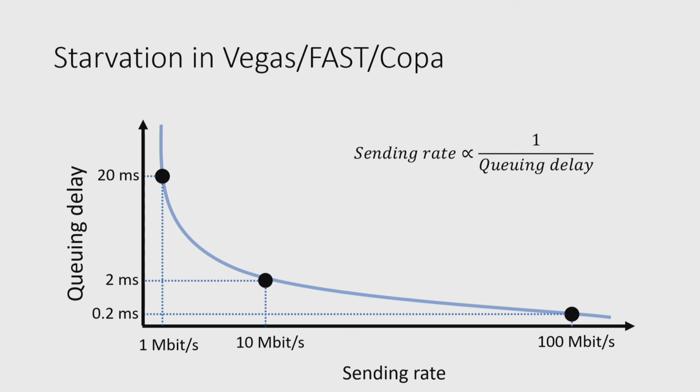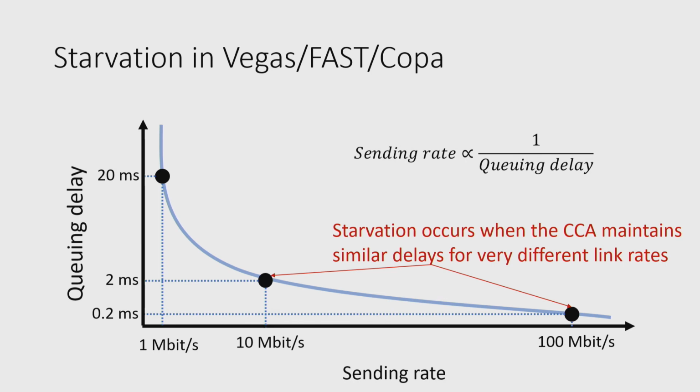And here you can see the problem. We have a case where there is a very small difference in the queuing delay estimate that leads to a very large difference in the sending rate. And the small difference in the queuing delay estimate can easily happen for non-congestive reasons and therefore lead to starvation.